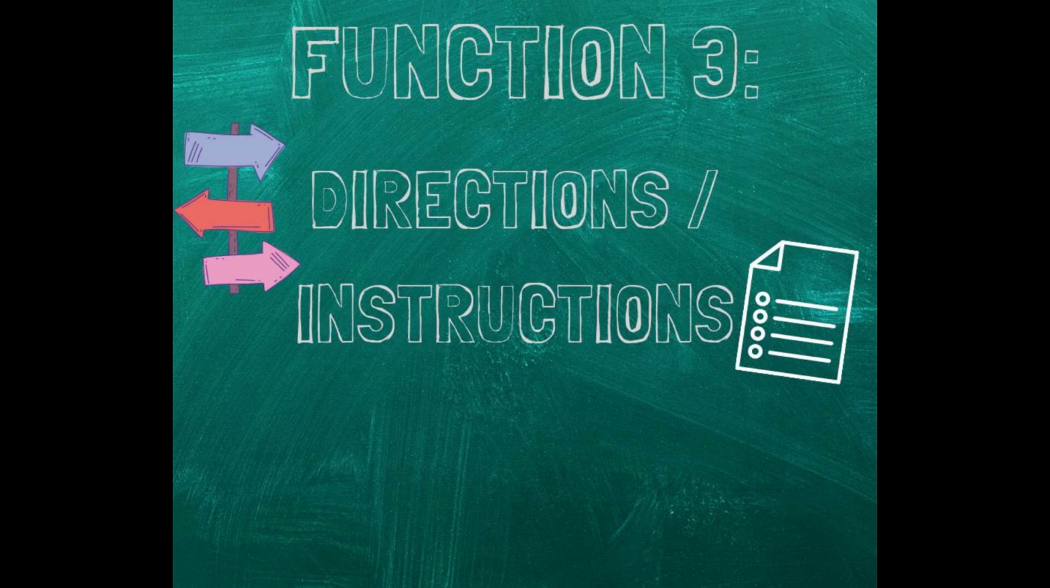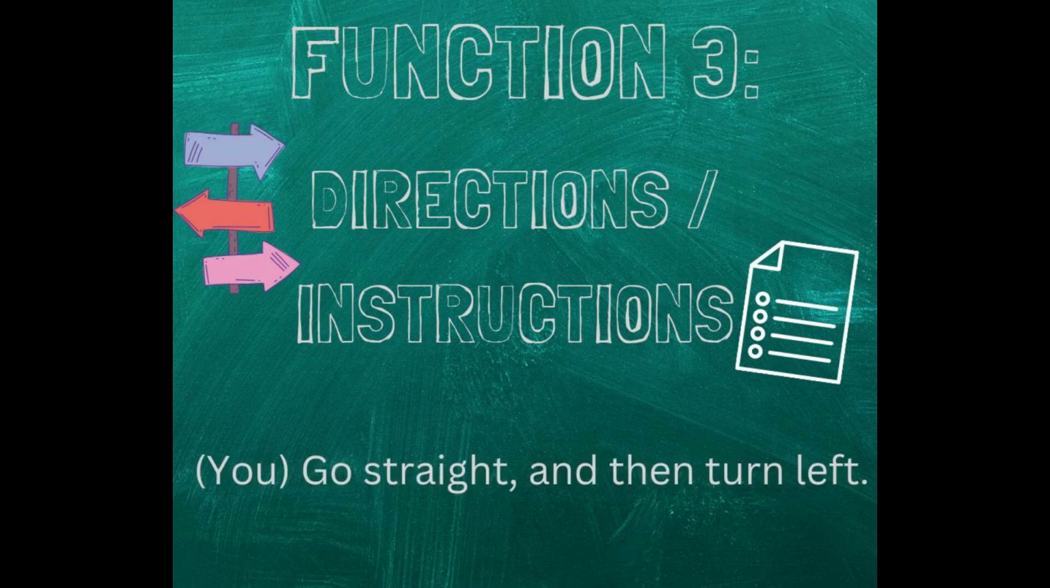The third function is for giving directions or instructions. In this case, we often don't use any subject but just use the imperative or command form of the sentence. The subject is a hidden you. For example, when we give directions to somebody, we say, go straight and then turn left.